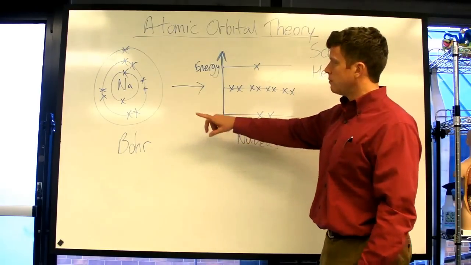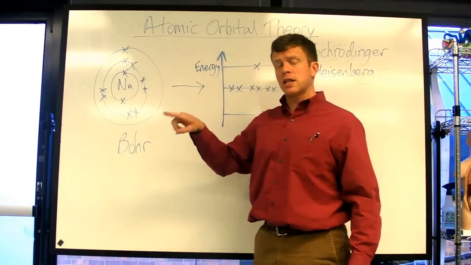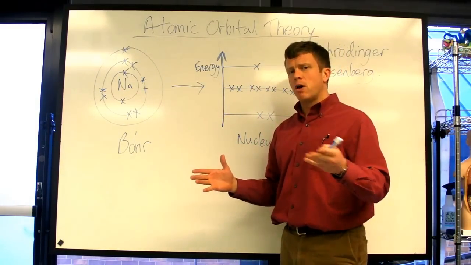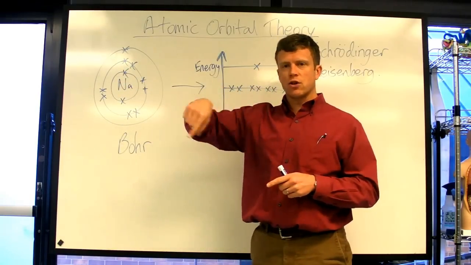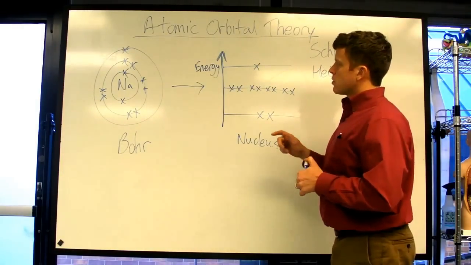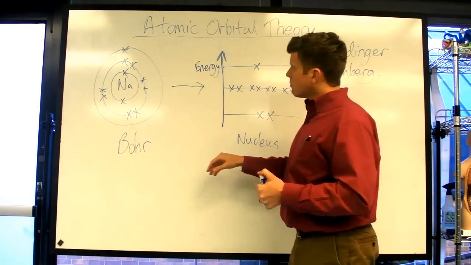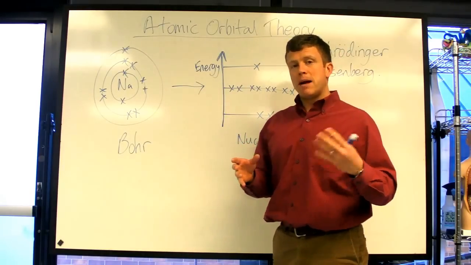So Bohr said that the electrons inside an atom orbit the nucleus in the same way that the planets orbit the sun, and it was called the solar system model. So if you imagine that this would be the sun, the planets going around in discrete circles. Bohr's model was proven incorrect because it didn't explain a lot of the properties that matter has.